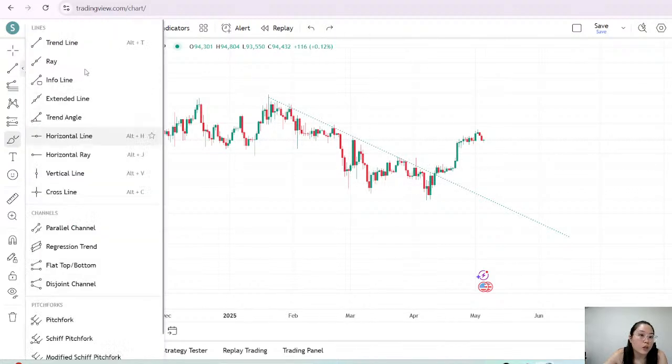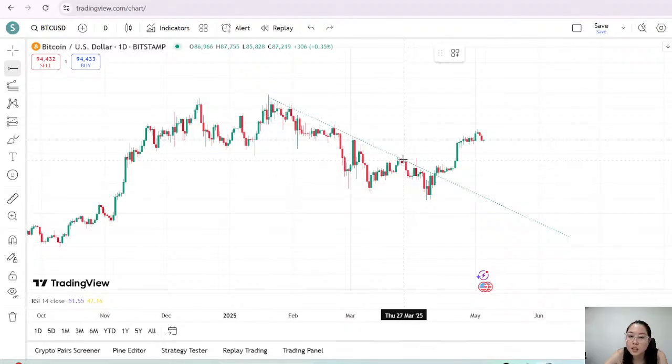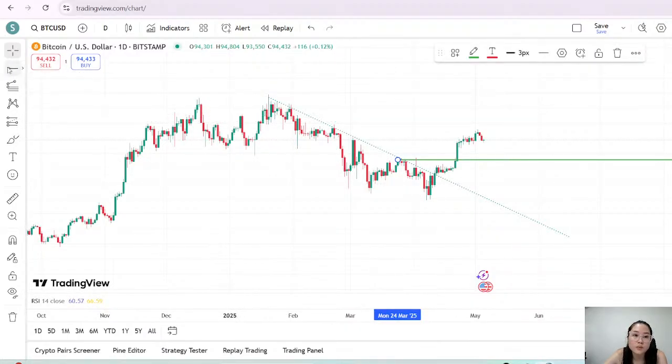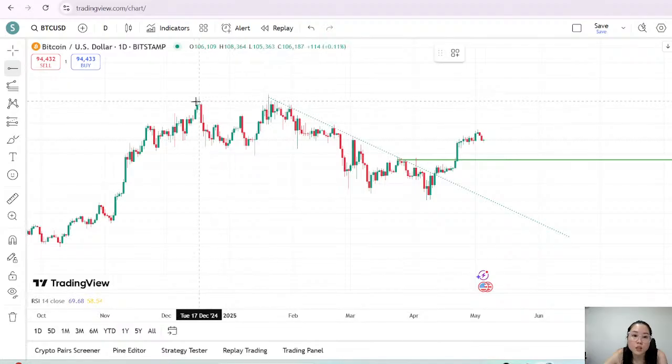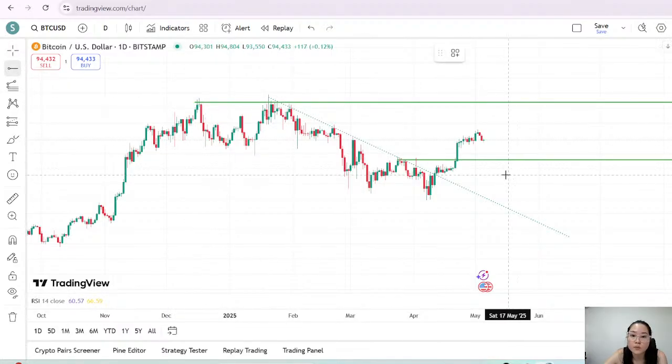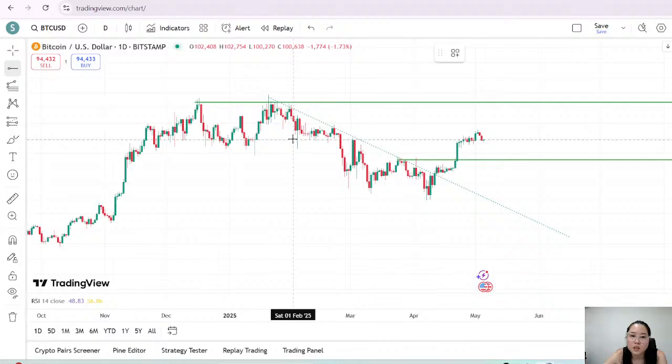Okay, we have our trend line. Let's do our support and resistance. This one here. One very obvious one here. This is actually a very strong one as well.